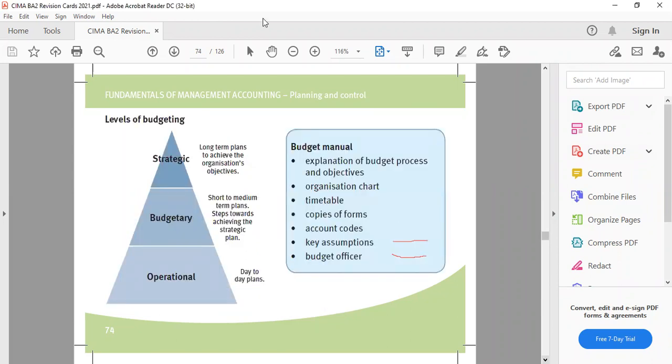See, there are three levels in the hierarchy of management. In the organization structure, there are three levels: the top level, the strategic level, what we call the budgetary level, and the operational level.